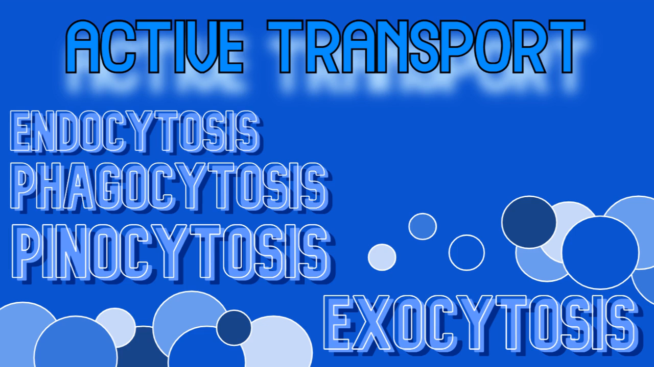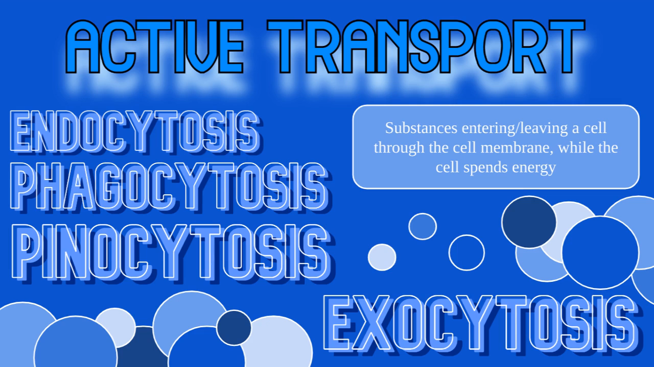Hey everybody, today we're going to be talking about active transportation. So active transportation is a method of transportation by the cell membrane that does require energy from the cell itself. It's basically substances entering or leaving the cell while the cell spends energy, or ATP, in order for this to occur. We'll be focusing on four kinds of active transport here: endocytosis, exocytosis, and then the subtypes, pinocytosis and phagocytosis.